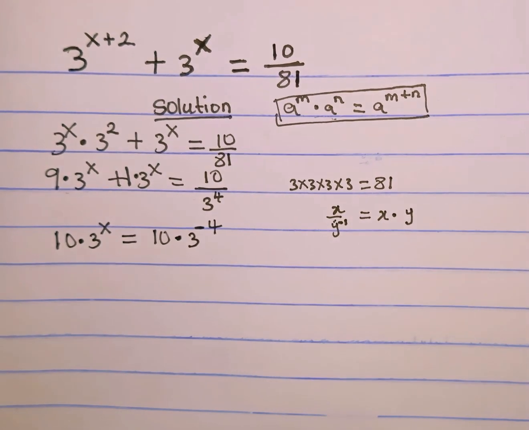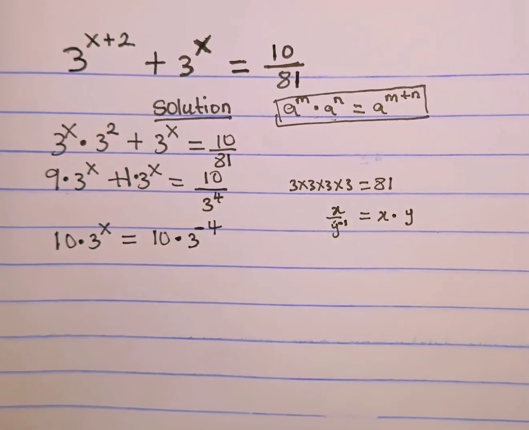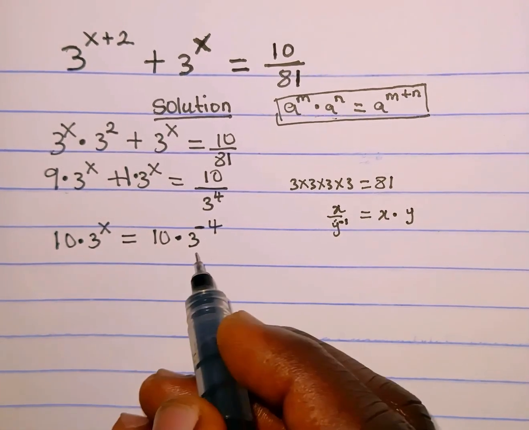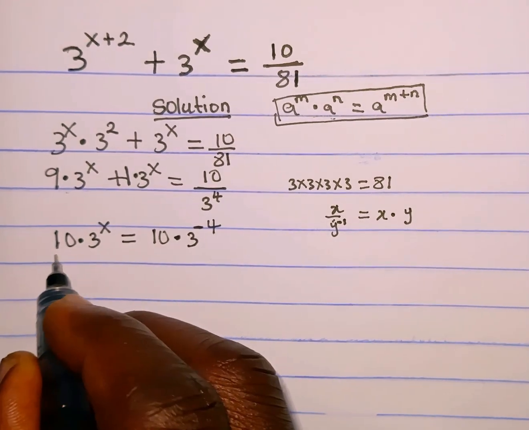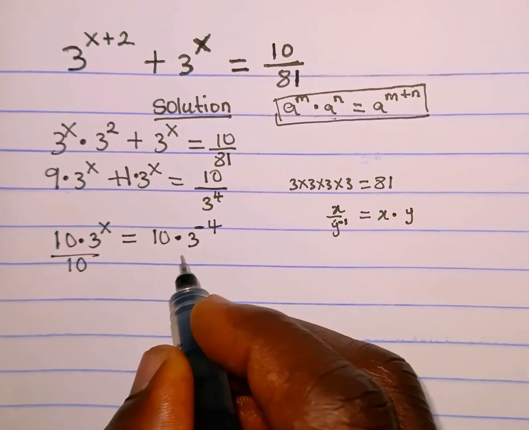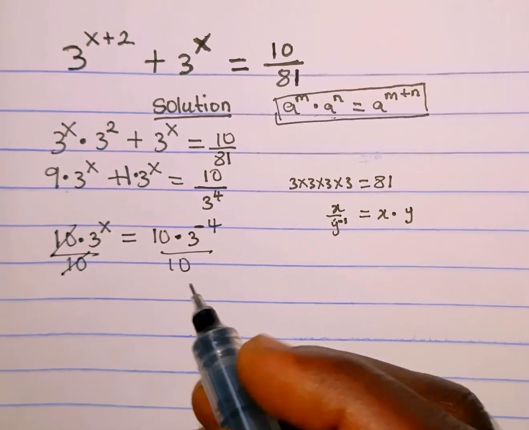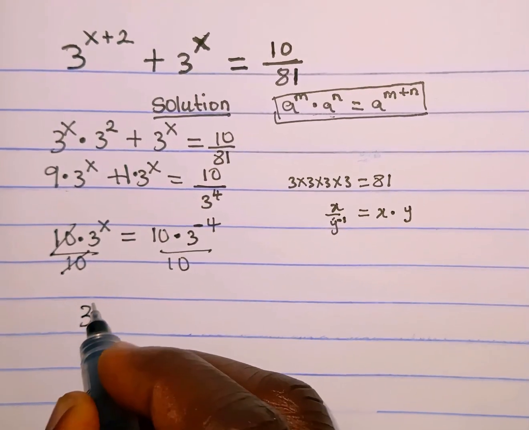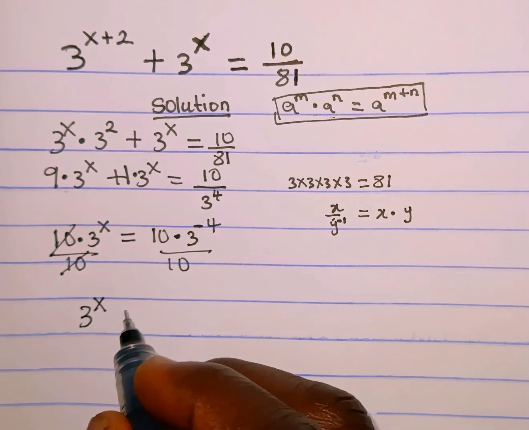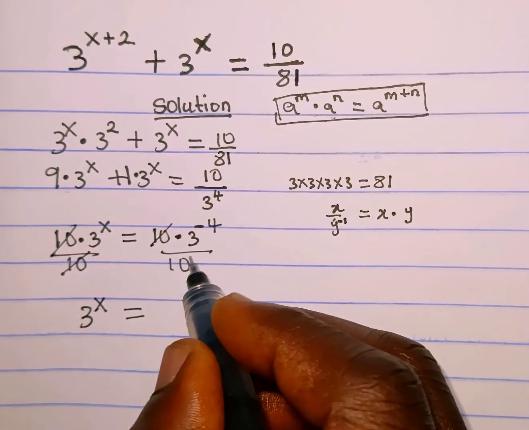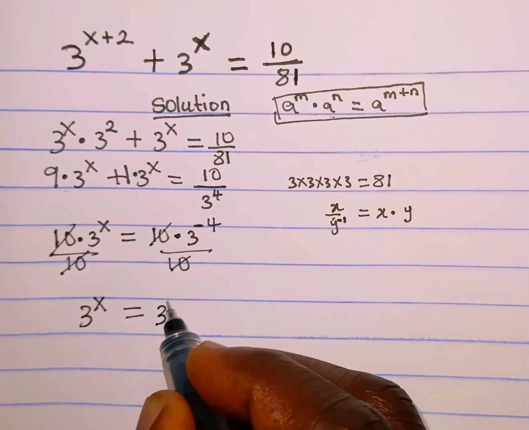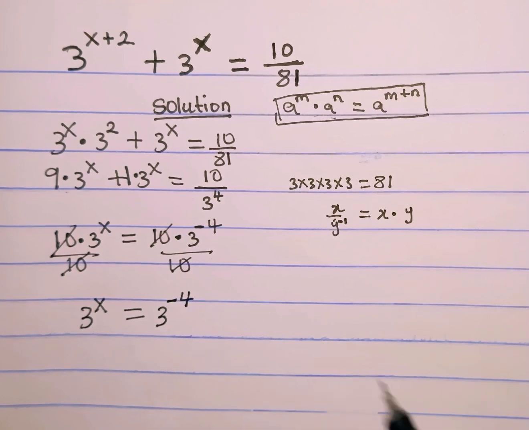Remember we are looking for the value of x. The next thing we're going to do is to divide both sides of this equation by 10, so that we first eliminate this 10. So we divide the left hand side by 10 and also the right hand side by 10. This 10 is going to cancel this 10. We are left with 3 to the power of x, which is equal to 3 raised to the power of -4.